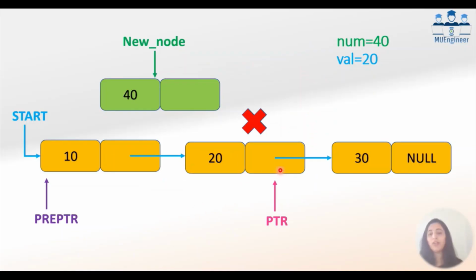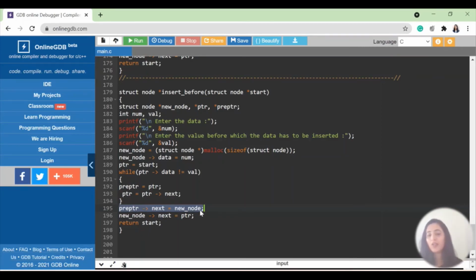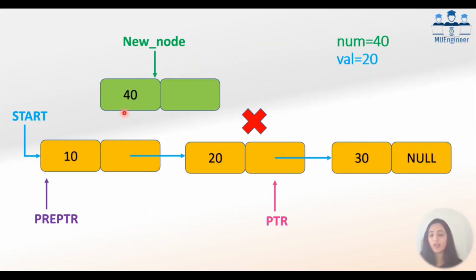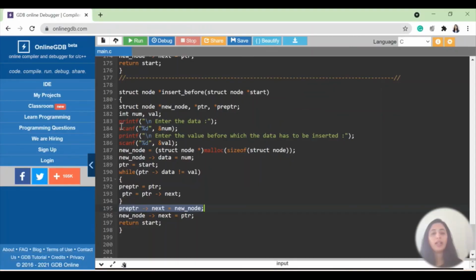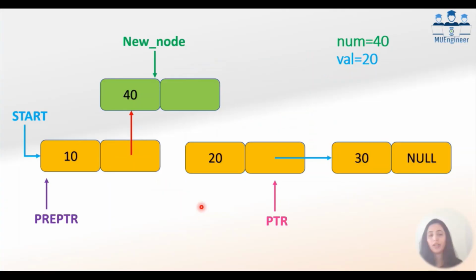Now I'm done with the task required. That means new node should come before 20, that means between 10 and 20. So 10 is pointed by pre-ptr, 20 is pointed by ptr. Now I can easily add 40. So what I say, 10 के बाद 40 आना चाहिए. So how do I do that? Pre-ptr dot next is equal to new node. So pre-ptr के next is equal to new node. Good. And then new node dot next is equal to ptr. So new node के next is pointing to ptr. This way I am done with the task. So now start is pointing to 10, after that 40, after that 20, after that 30, and then stop.